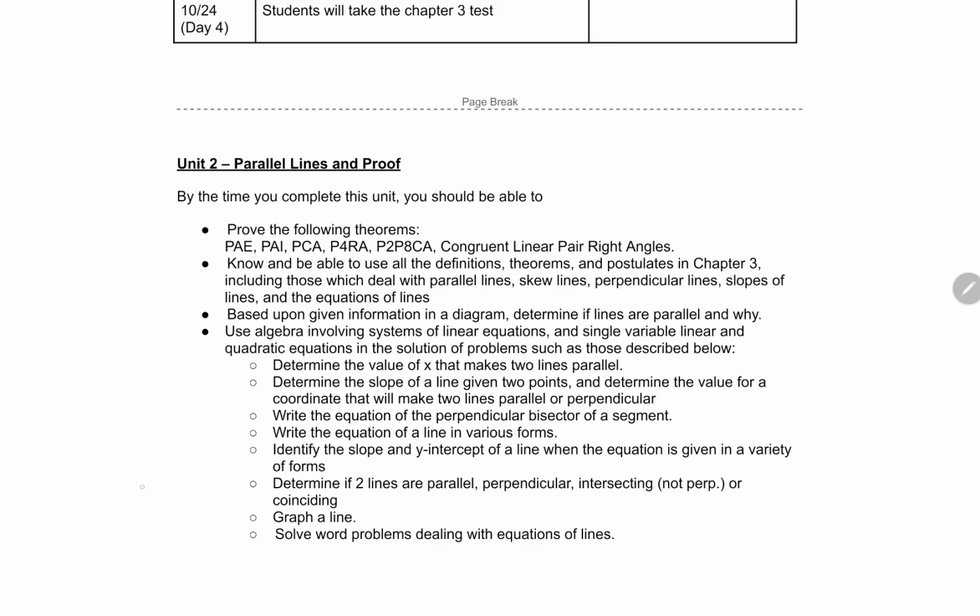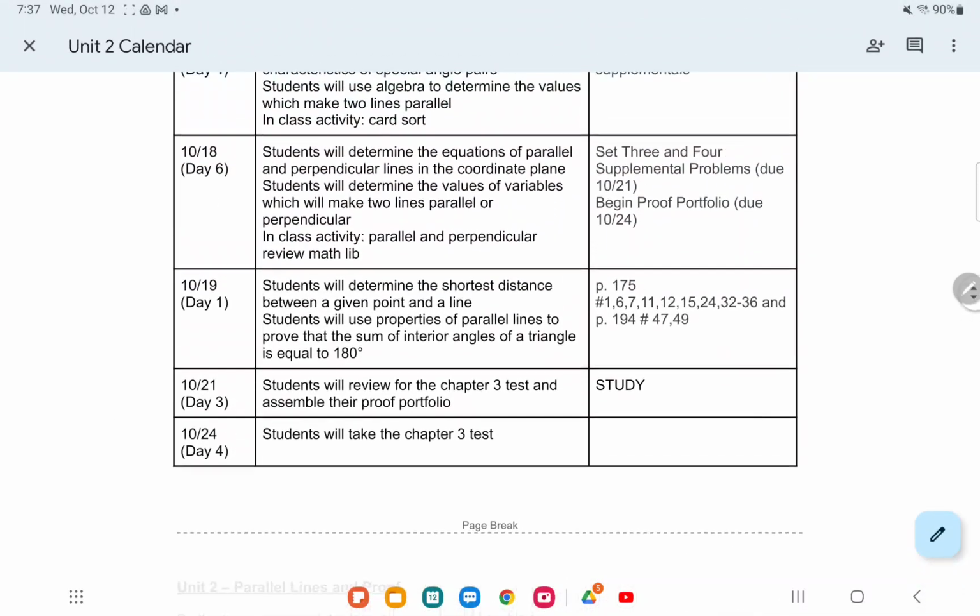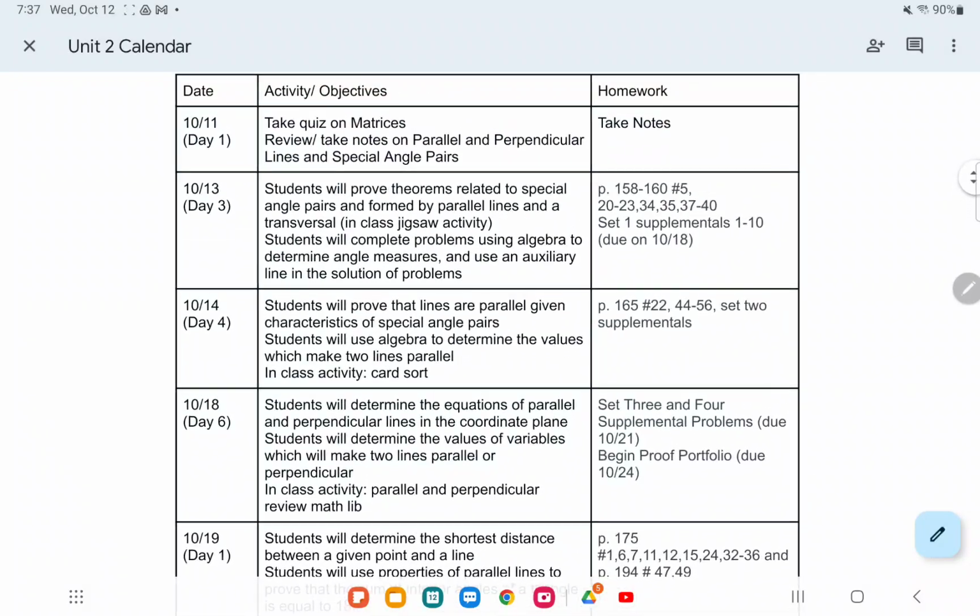including standard form, slope-intercept form, and point-slope form, identifying the slope and y-intercept of a line when the equation is given in a variety of forms, determine if two lines are parallel, perpendicular, intersecting but not perpendicular, or coinciding, graph a line, and solve word problems dealing with equations of lines. So let's scroll back up and see exactly where this journey will take us.